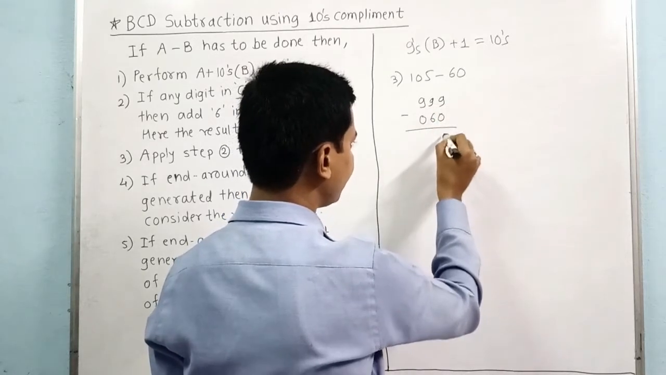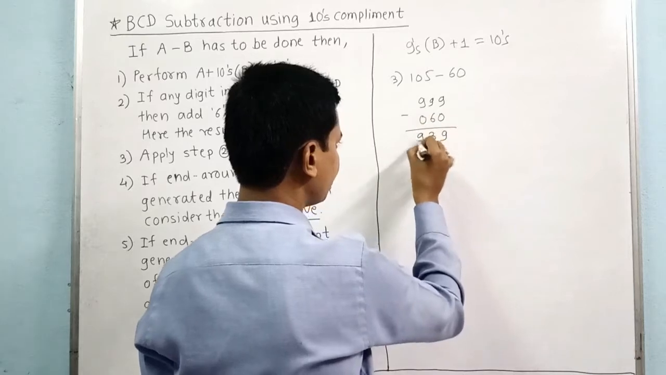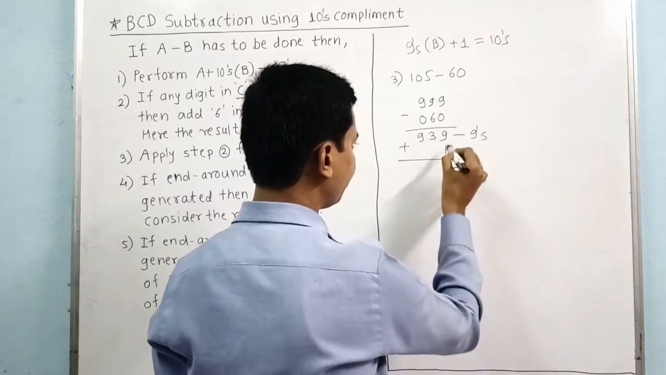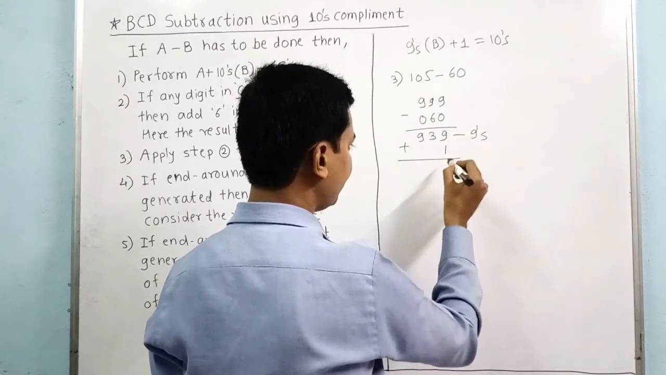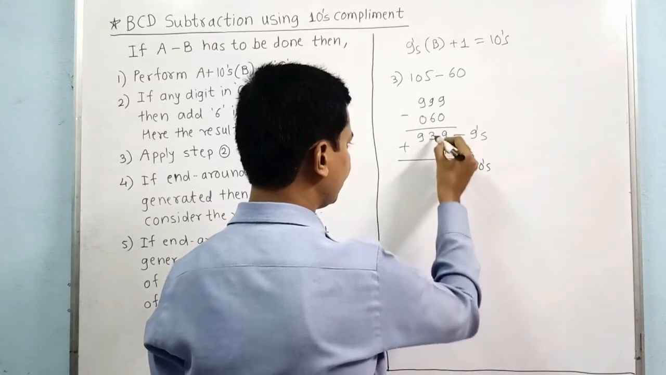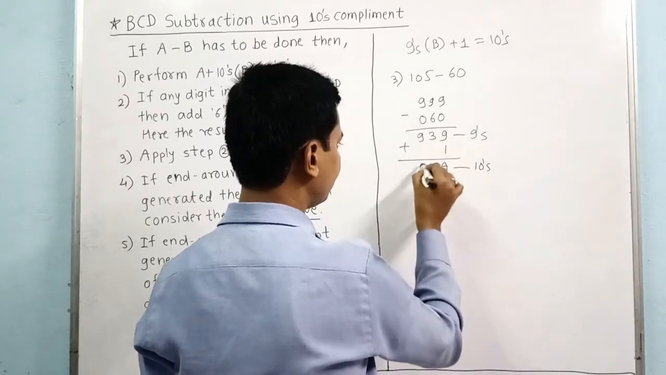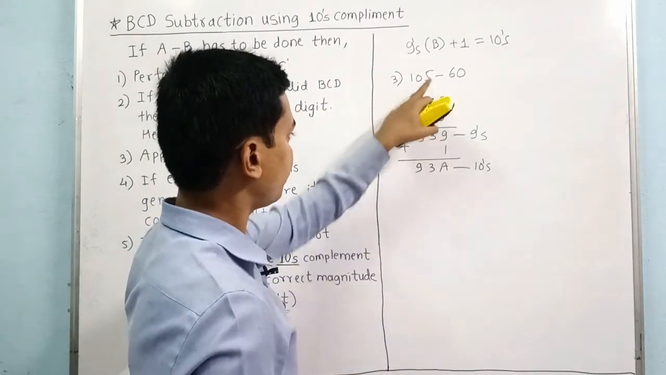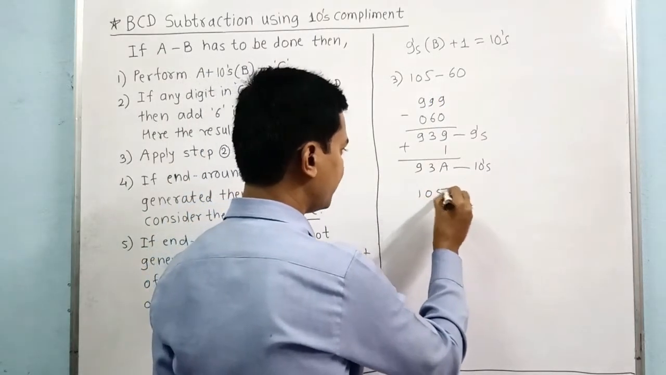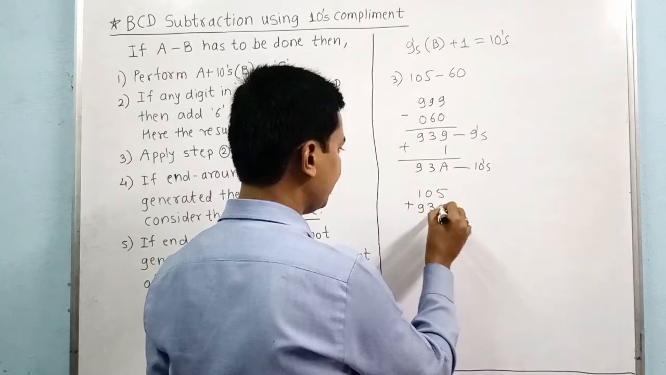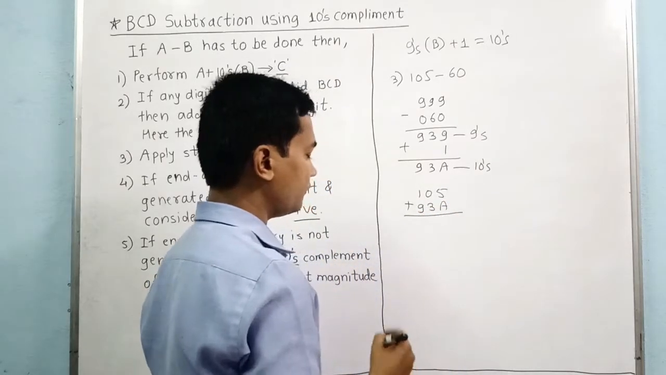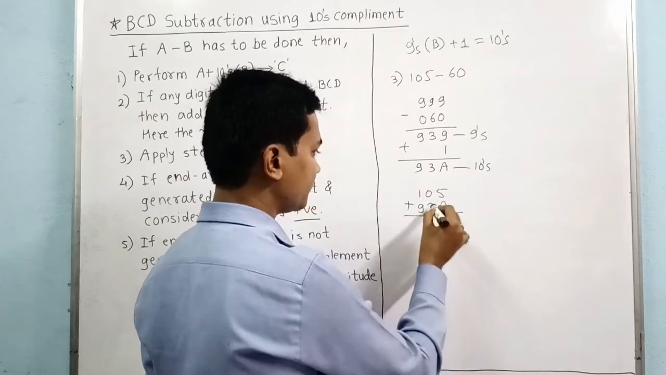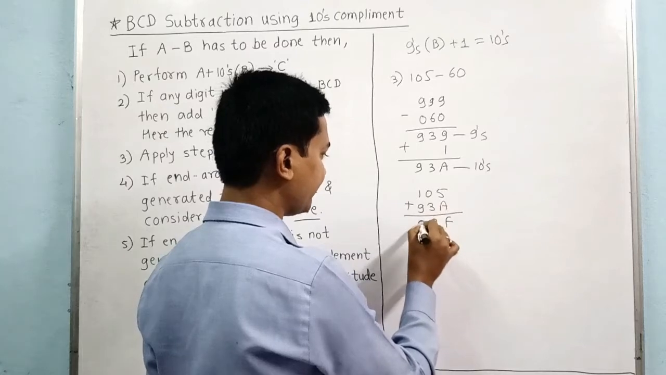Then 9 minus 0 is 9, this is 3 and this is 9. Add 1 into it to get the tens complement. 9 plus 1 is A, then 3 and 9. Now 93A should be added into 105. 105 plus 93A. Now 5 plus A is 15, that is F. 3 plus 0 is 3, 9 plus 1 is 10, 10 means A.